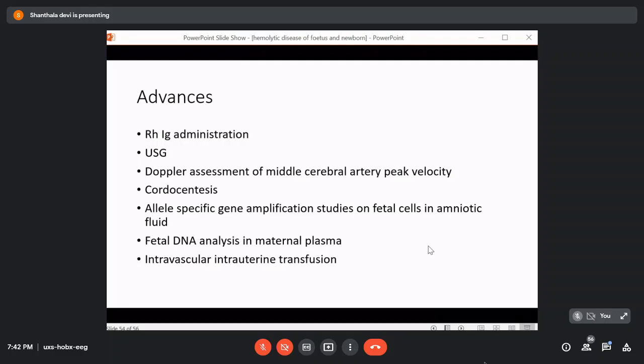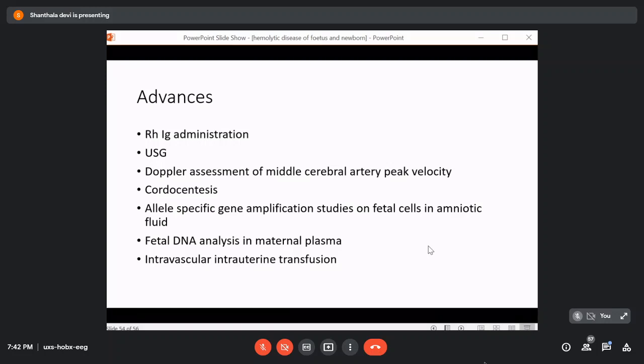And what are these advances which have happened, which have shown the progress in this disease? First, when the RH Ig immunoglobulin administration was started, then use of ultrasound to look at the fetus to see whether there is hydrops, the Doppler assessment of middle cerebral artery peak velocity, the ability to take fetal blood sample from the cord using high resolution ultrasound. Now you can also look at the fetal cells in the amniotic fluid, look at the genotype, look at the fetal DNA analysis in the maternal plasma, as well as doing intravascular intrauterine transfusions.